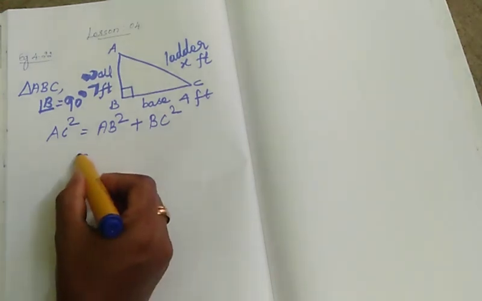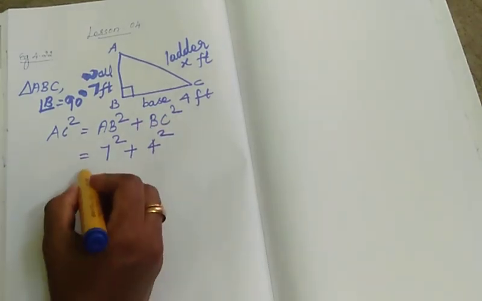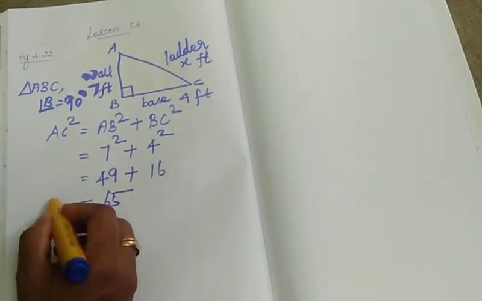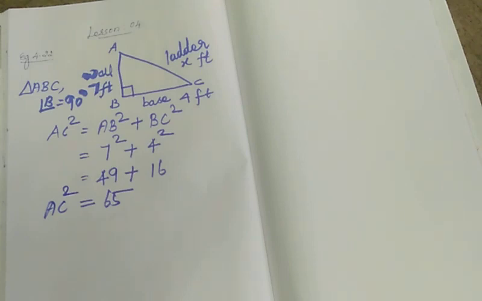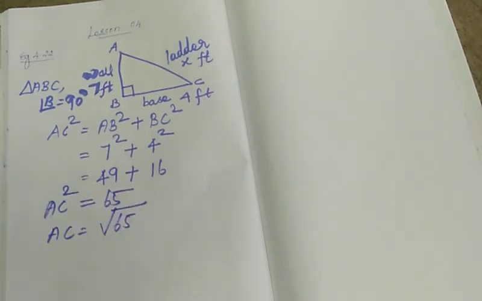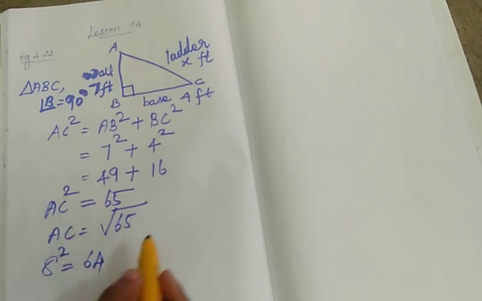Just substitute. What is AB? 7 square plus BC, 4 square. What is 7 square equal to? 49 plus 4 square, which is equal to 65. So AC square is 65, so AC is equal to the square root of 65. We know the perfect square of 64. What is the perfect square root of 64? 8. So definitely by seeing this, we can say this is not a perfect square. But they asked to write the approximate value, right? So approximately, 8 square is equal to 64. We need 65, so definitely it would be a point value.